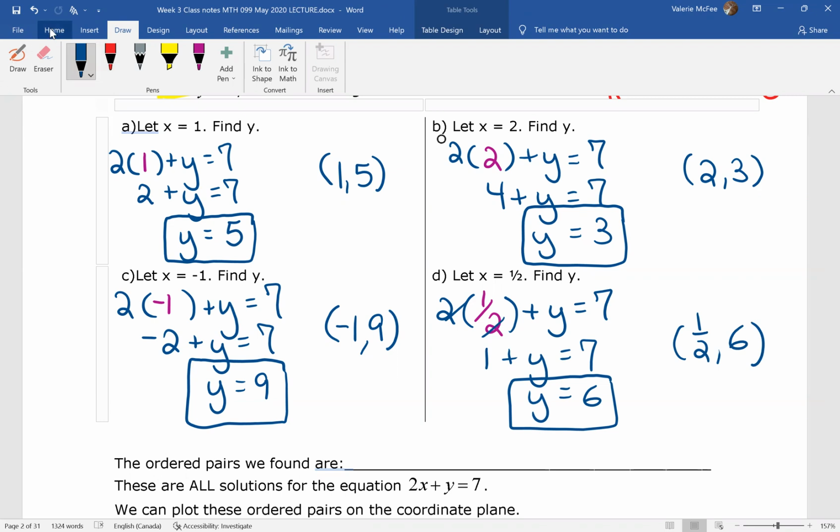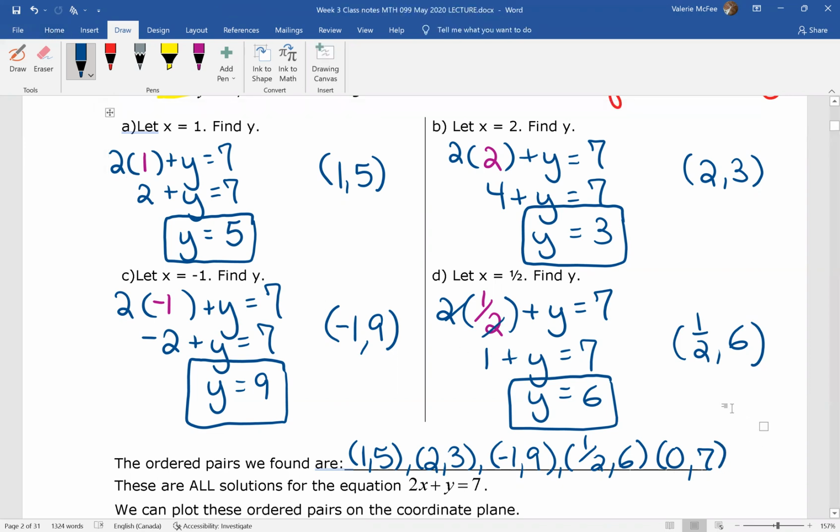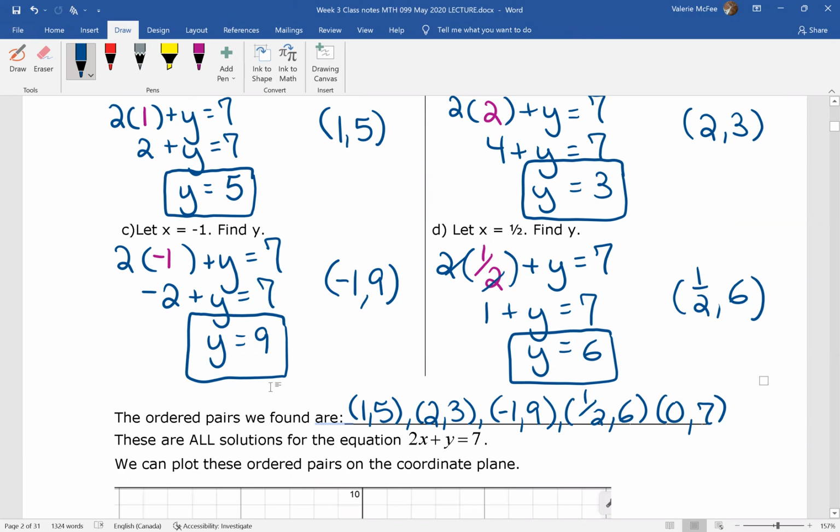These ordered pairs we found are, let's make a list of them. We've got (1, 5), (2, 3), (-1, 9), (1/2, 6), and on the first page, we found when x is 0, y is 7. So we have 5 ordered pairs that we found. These are all solutions.